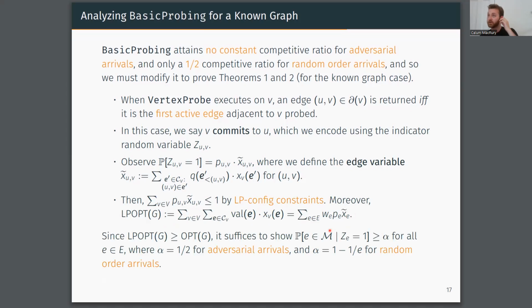Okay, so in order to prove theorems 1 and 2, it suffices to show that the probability that the edge is added to the matching, conditioned on Z_E being 1, is at least alpha, no matter which edge you look at, where alpha is a half for adversarial arrivals and 1 minus 1 over e for random order arrivals.